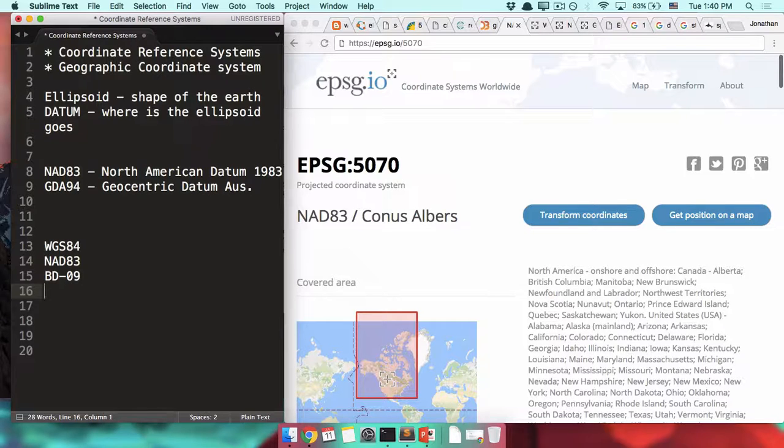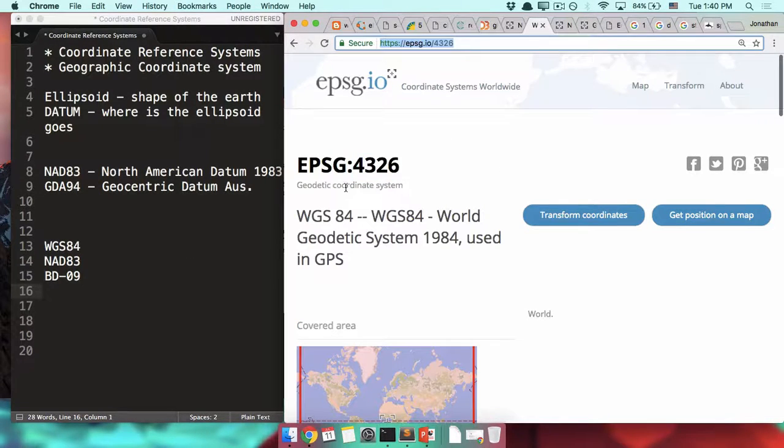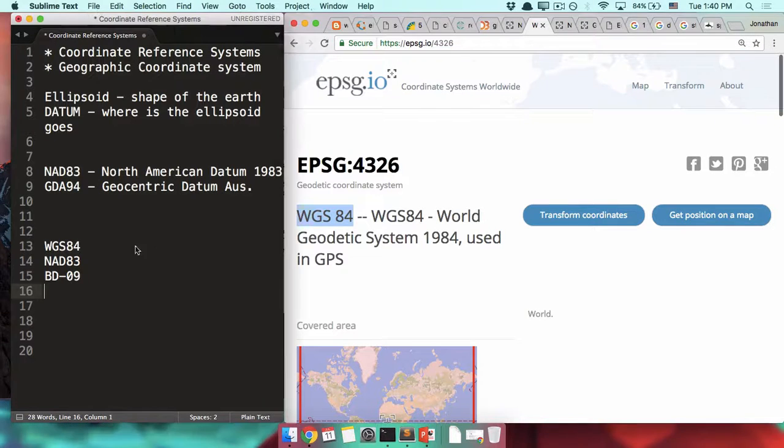So every single coordinate reference system actually has a secret code. They have what's called an EPSG code. So if we look at this one, this continental United States Albers projection has the EPSG code of 5070. This one right here, WGS84, has the EPSG code of 4326.